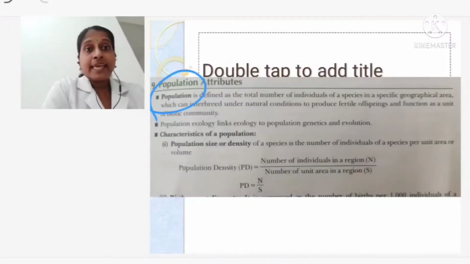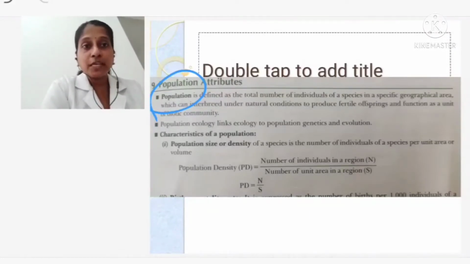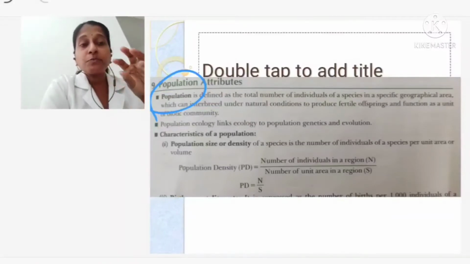And they can interbreed among themselves. Like human populations, they interbreed among themselves to give rise to offspring of their own type. Like that, cats will interbreed among themselves and give rise to kittens, isn't it? So in one particular geographical area, the number of that specific species residing in that area, we call that population.